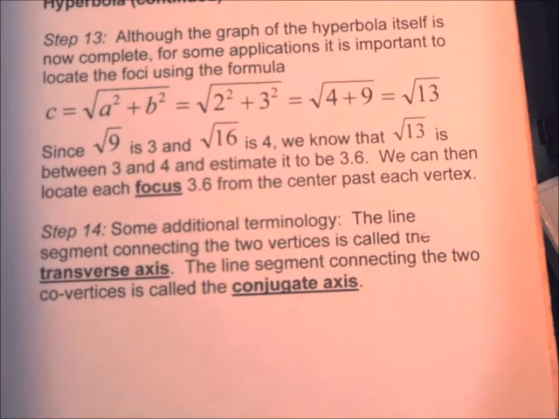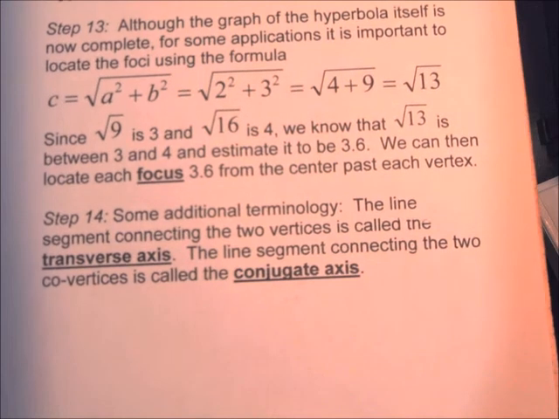Square root of 9 is 3, square root of 16 is 4. So we know it's going to be somewhere between 3 and 4, and through trial and error, we can estimate it to be about 3.6. So the focus will be 3.6 from the center. It'll be past each vertex from the center.